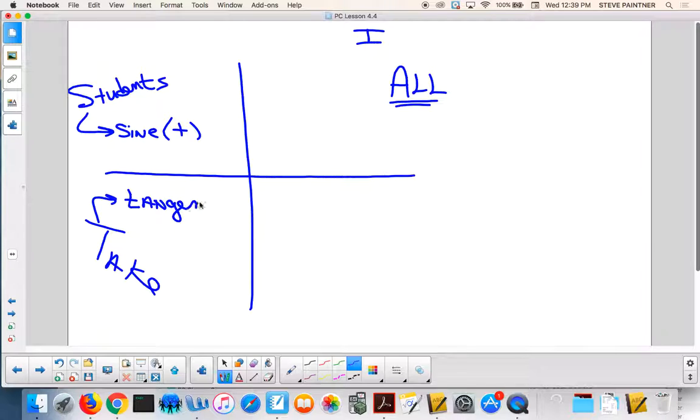Tangent. In this quadrant, tangent is positive. This is quadrant 3. This is quadrant 2. In quadrant 4, all students take calculus, right?